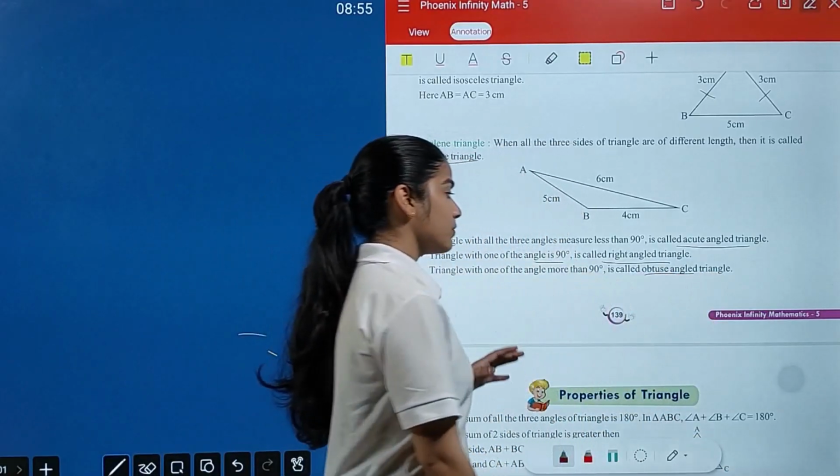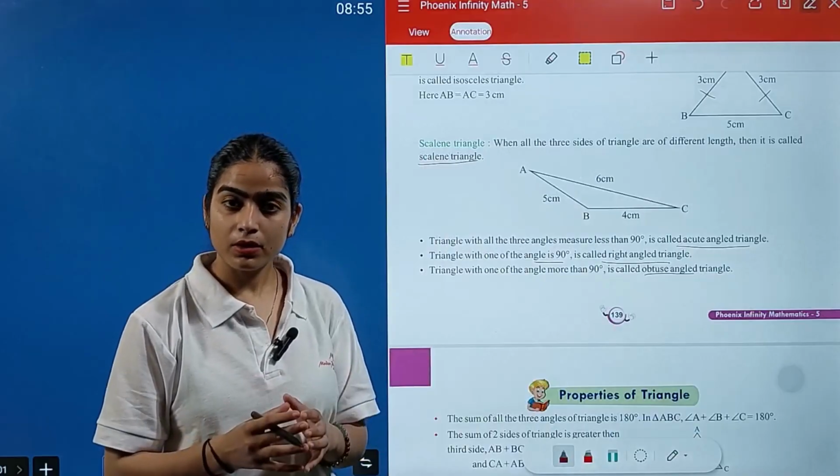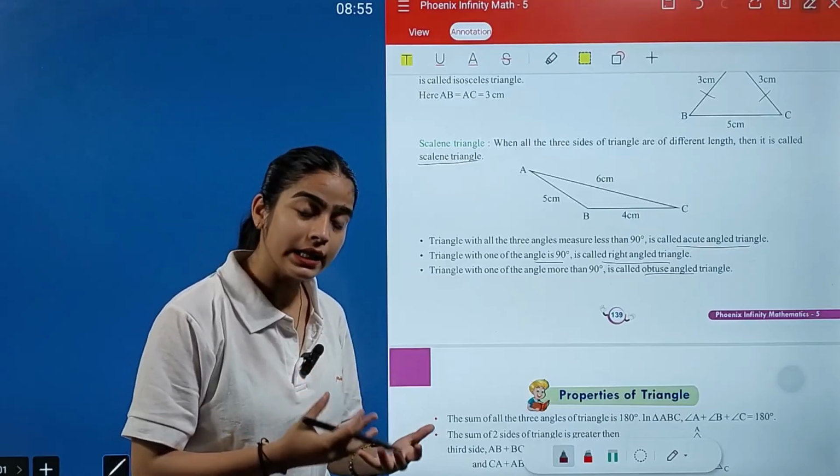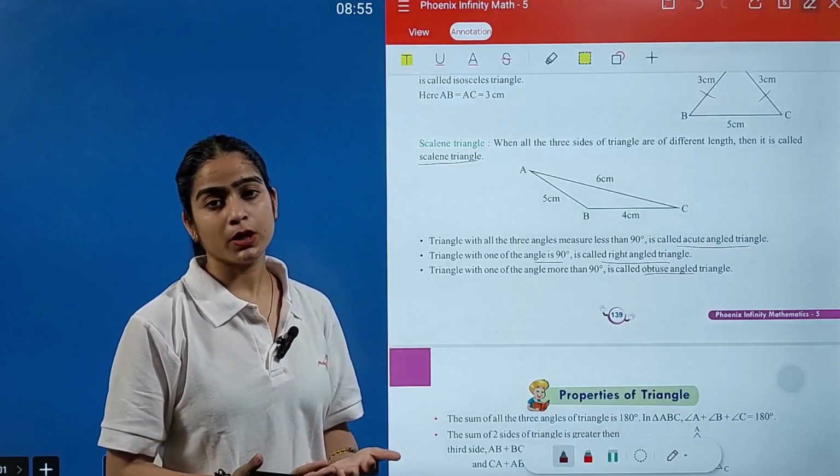Always keep in your mind, students, that in an obtuse triangle only one angle could be greater than 90 degree. Not all three should be greater than 90 degree.